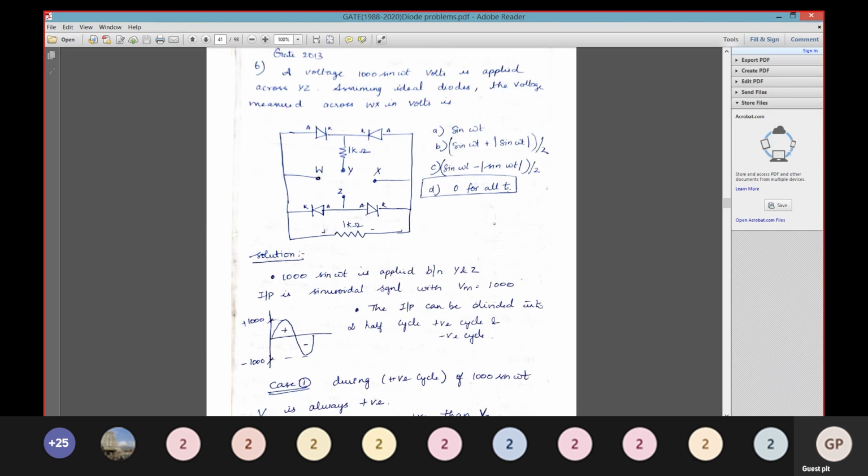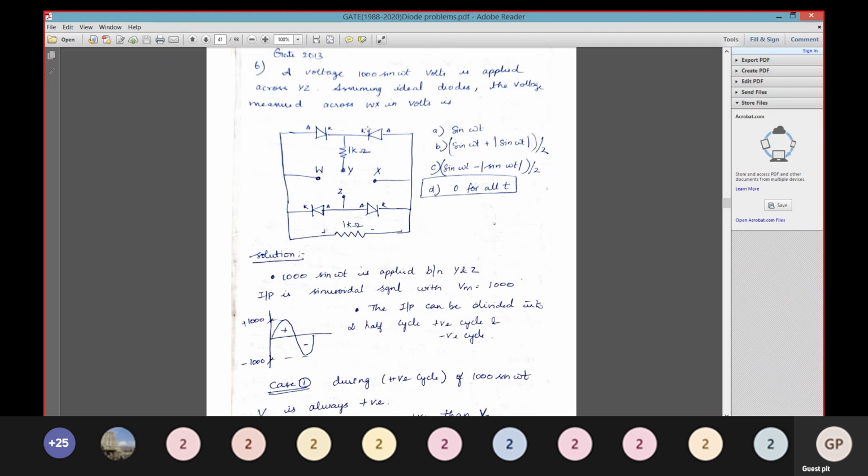If you just look at the circuit and the options, you will be in a pathetic situation, or you will be more confused. But don't worry, it is a very easy question. The first step is to find out which diode conducts and which diode does not conduct. Here it has been clearly given that the input voltage, 1000 sin omega t, is applied between Y and Z.